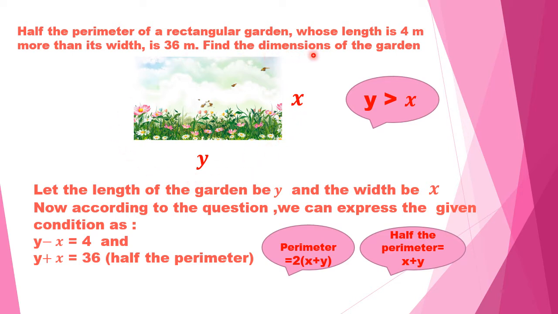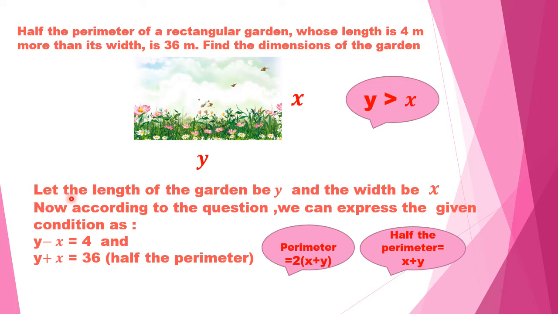What does dimensions mean? Dimensions means in this case length and width. Why? Because it is a two-dimensional figure. If it is a three-dimensional figure, we need also height, x, y and z. But here only two variables are there, x and y. And the condition is that y is greater than x. Why is it so? Because the length is greater than the width.